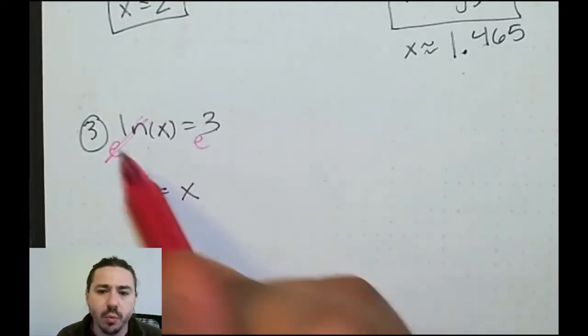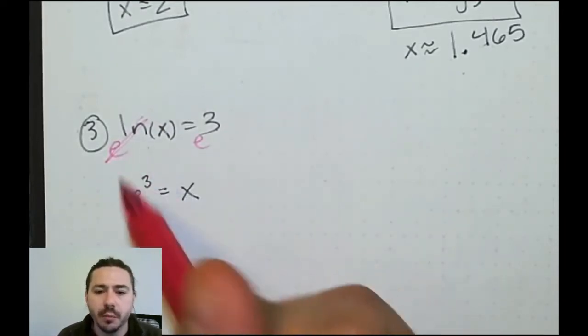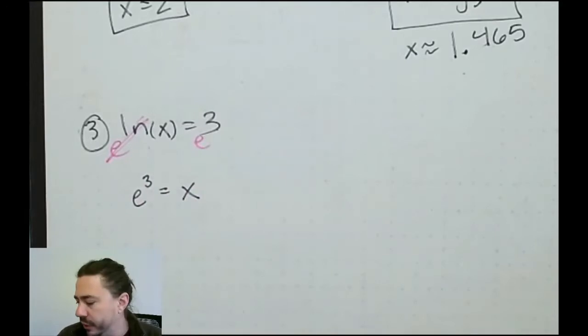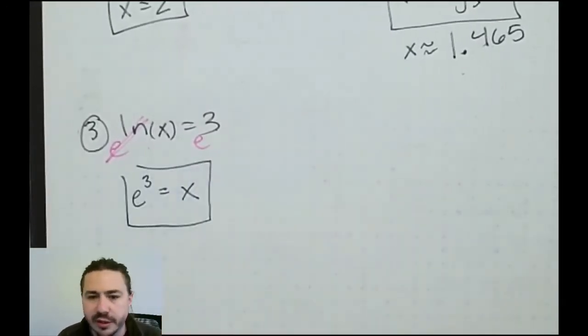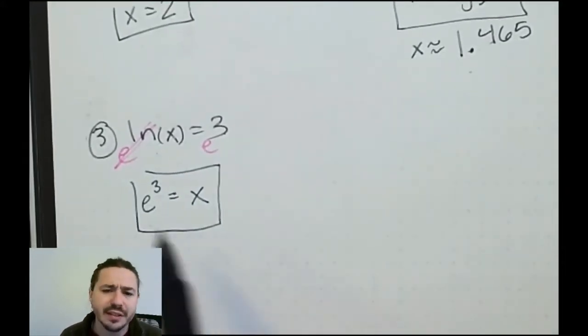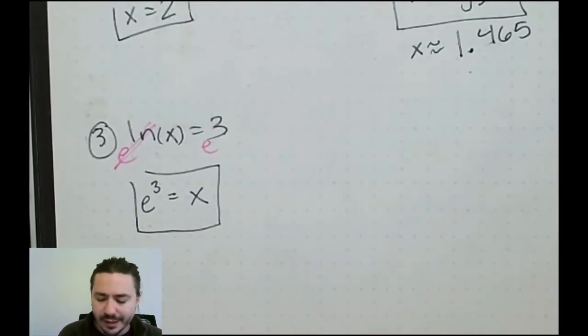Okay, so this is the why this happens, but again, the more problems you work out, the better you're going to be at being able to just go straight to there. You could type this in the calculator if you need a decimal, but I don't think that's really necessary.